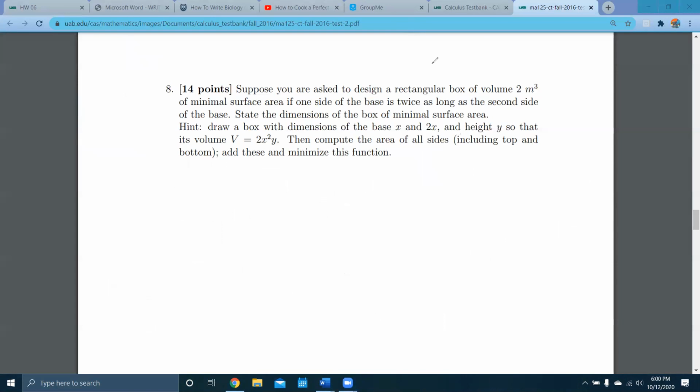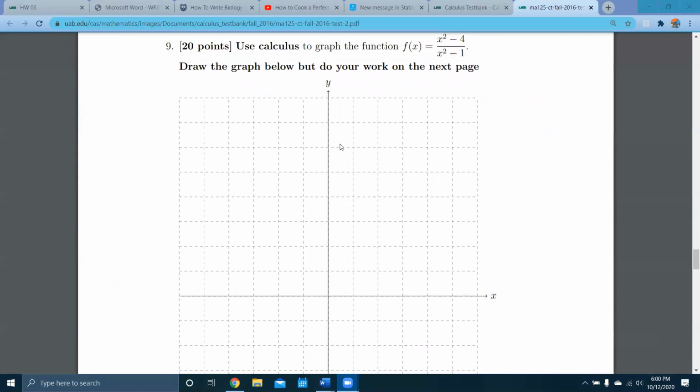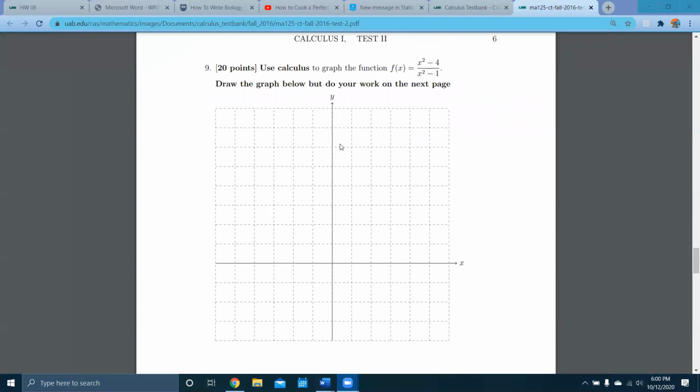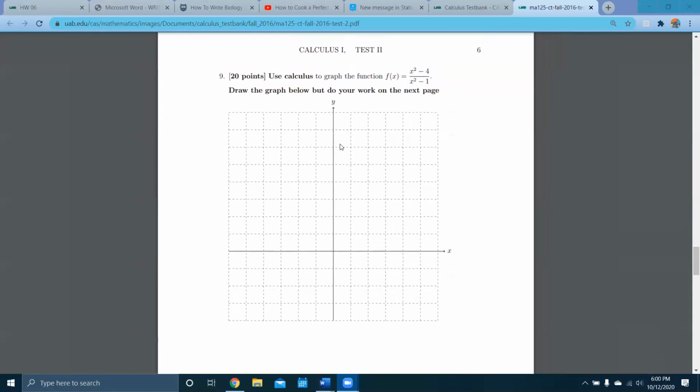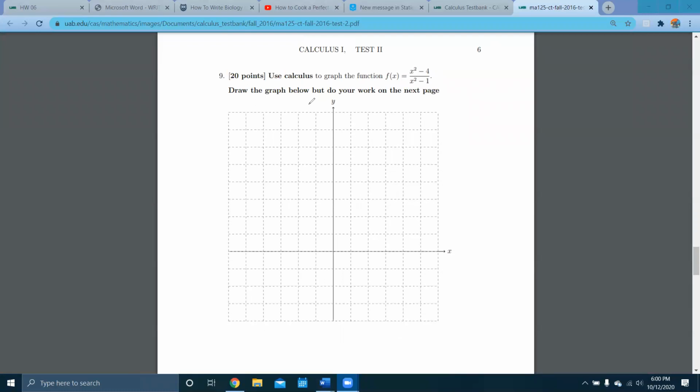All right, going down. I gotta zoom out a little bit for this one. So, use calculus to graph the function f of x is equal to x squared minus 4 over x squared minus 1. Now, what I'm going to do is I'm going to go ahead and actually graph it, and then I'm going to show you how.